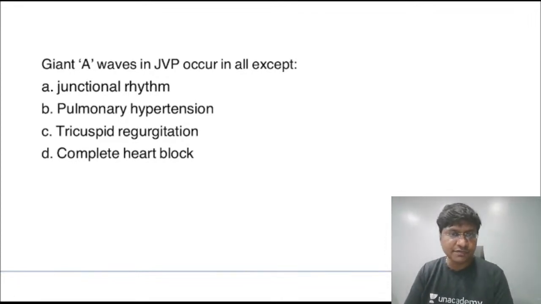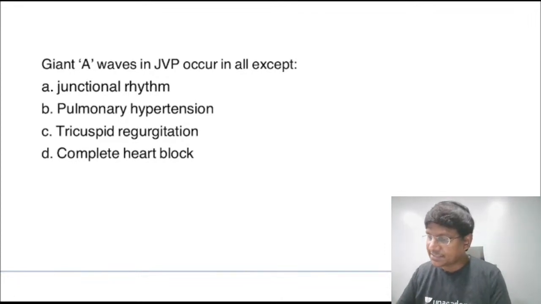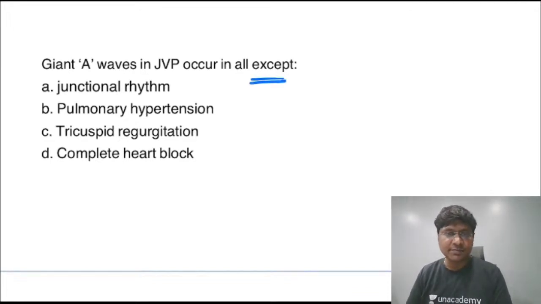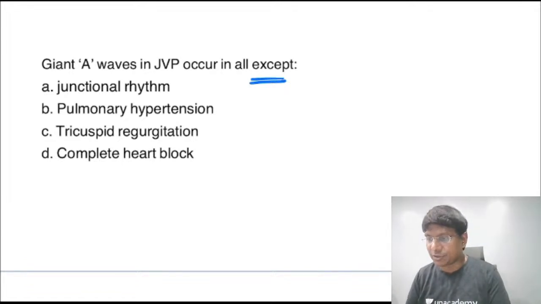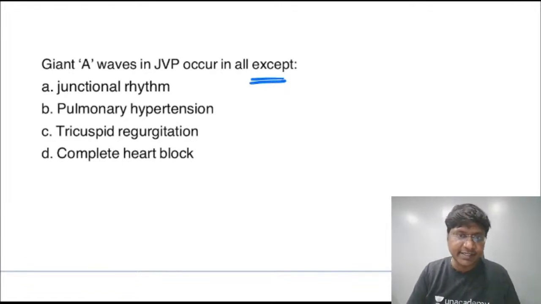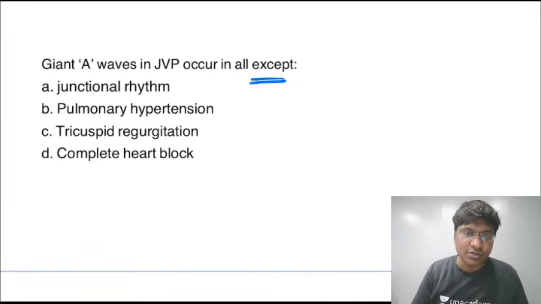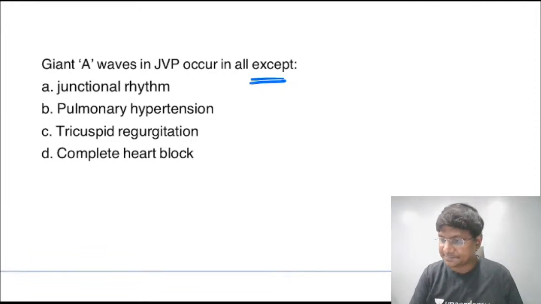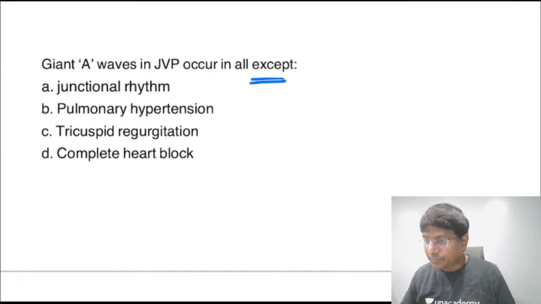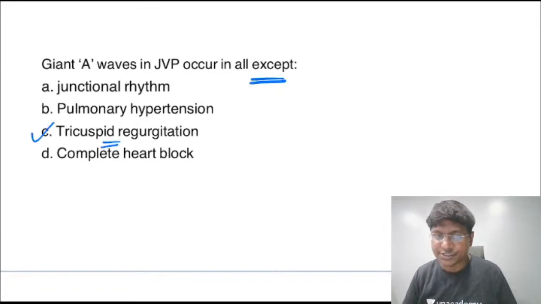The presence of the giant A wave occurs in all of the following conditions except: junctional rhythm, pulmonary hypertension, tricuspid regurgitation, complete heart block. Giant A wave in JVP occurs in all of these except, very good, tricuspid regurgitation.